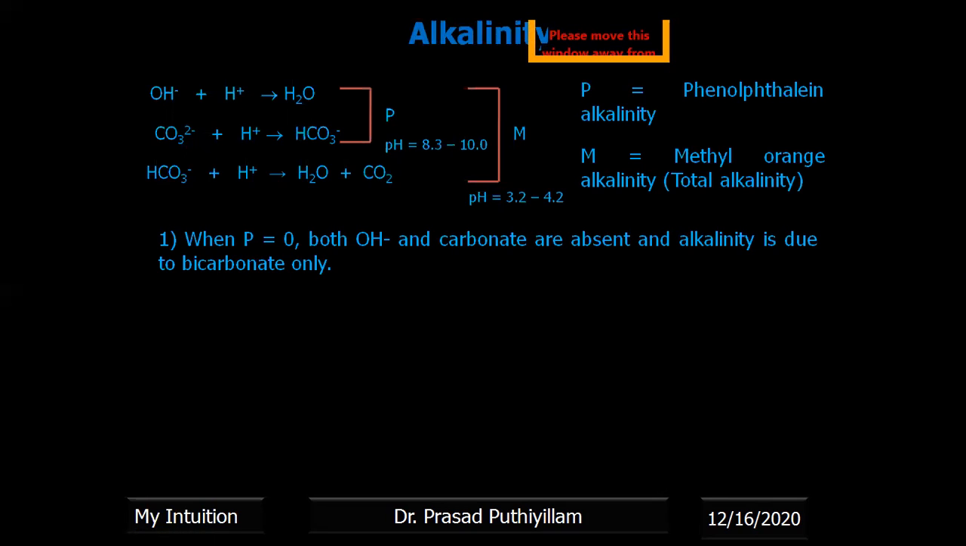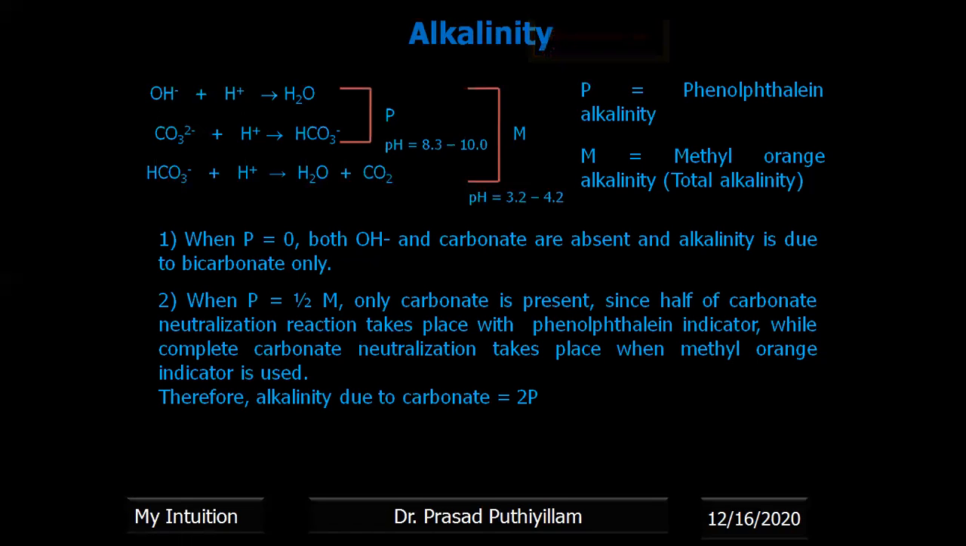Based on that, if the phenolphthalein alkalinity value is found to be 0, that means both OH minus and carbonate are absent. Phenolphthalein alkalinity 0 means hydroxyl ion is not there, carbonate ion is also not there, only bicarbonate ions are present. Therefore, alkalinity is due to bicarbonate only. If P is half of the total alkalinity, or half of the methyl orange alkalinity, only carbonate is present. Since half of the carbonate neutralization reaction takes place with the phenolphthalein indicator, while complete carbonate neutralization takes place when methyl orange indicator is used, alkalinity due to carbonate will be 2 into P.